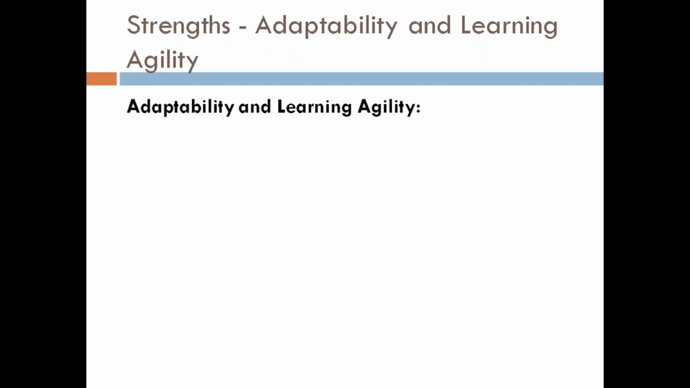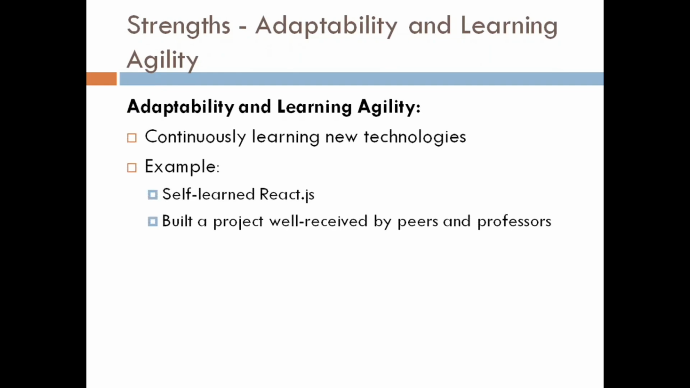And then adaptability and learning agility. Technical students are continuously learning new technologies, mainly self-learning, such as ReactJS, and built a project well received by peers and professors. These are the things a technical student needs to mention.